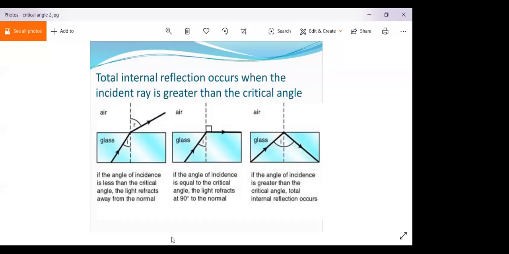See this screen. Here you can see a clear explanation for total internal reflection. Total internal reflection occurs when the angle of incidence is greater than the critical angle. First case, if the angle of incidence is less than the critical angle, that means normal refraction. In the picture you can see the light refracts away from the normal. Second case, critical angle. When the angle is the critical angle, what happens? You need not write this.